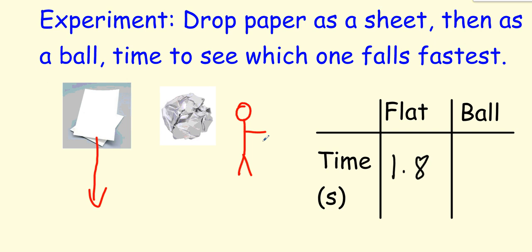You're then going to do it again, this time with the screwed up paper. Okay, you're going to drop it from the same height. It's going to be the same piece of paper, so it's going to have the same mass, and you're going to drop that as well. Okay, and you're going to see how long that takes to fall. Now again, when I did this, just to give you an example, the ball took 1.2 seconds to fall. So you're going to need some sort of stopwatch to do this.